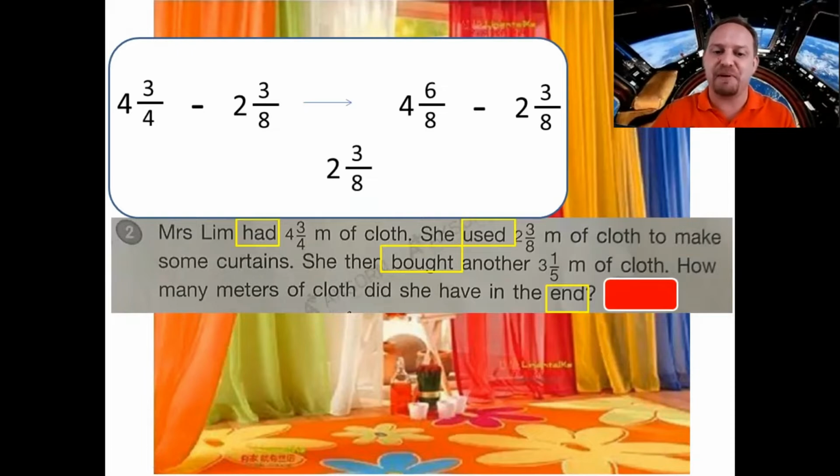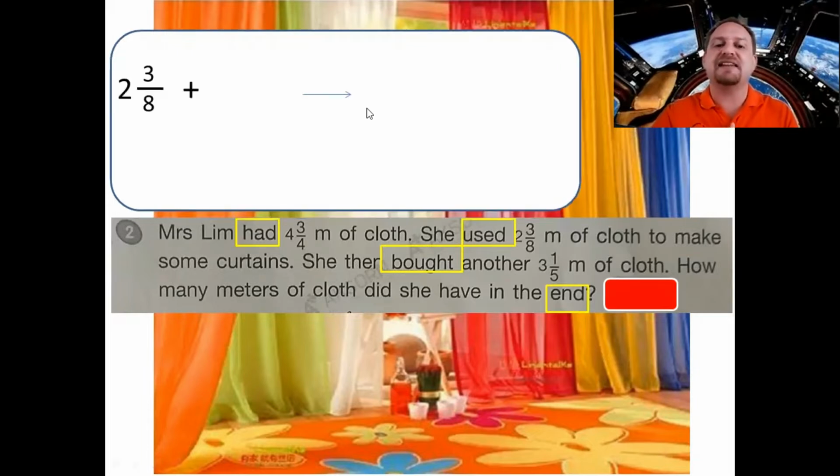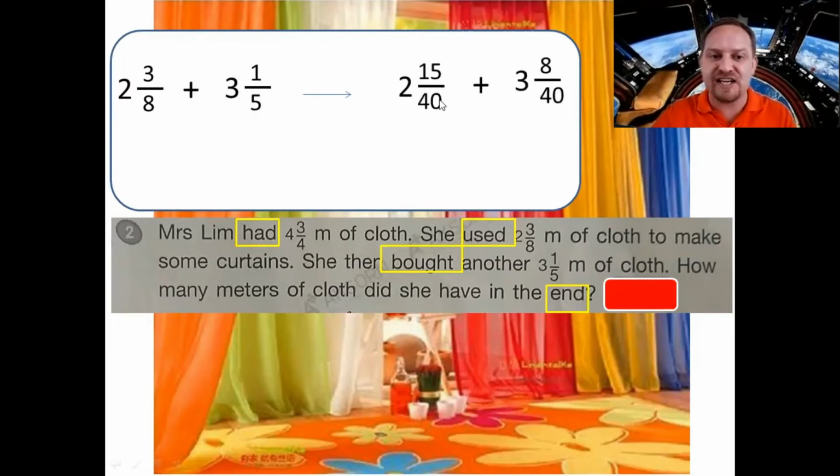Okay, and the second part of the question, it said that she bought another 3 and 1 over 5 meters of cloth. So we must plus that on to 2 and 3 over 8. Okay, we changed the denominator into 40. That gives us 2 and 15 over 40 plus 3 and 8 over 40. Okay, with a total of 5 and 23 over 40.